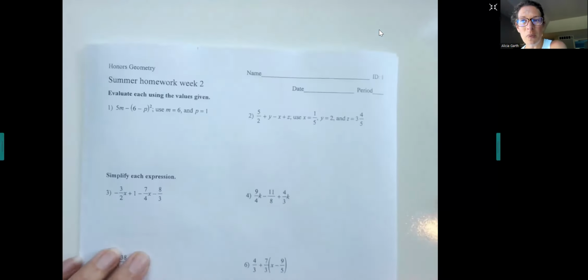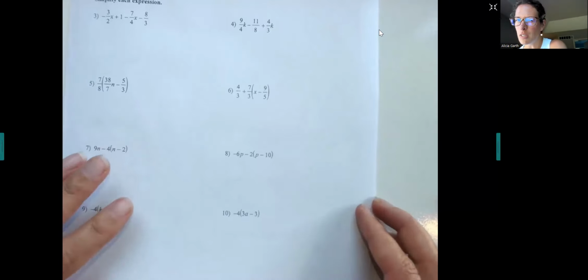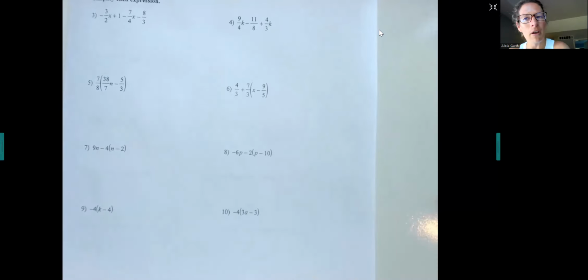Looking at summer homework week 2, we're going to look at number 6. 6 looks to be about the hardest one on this page. So that's what we're going to look at.